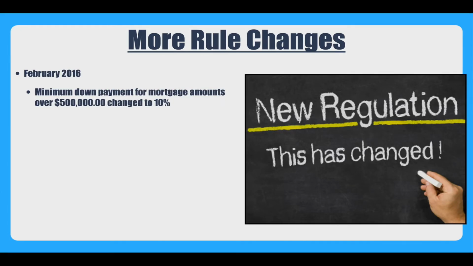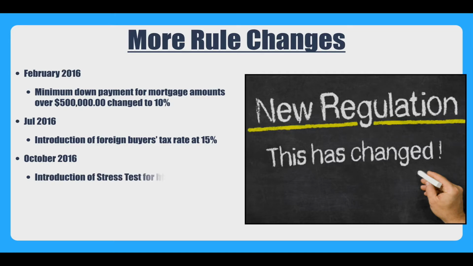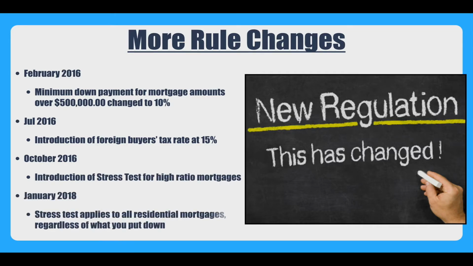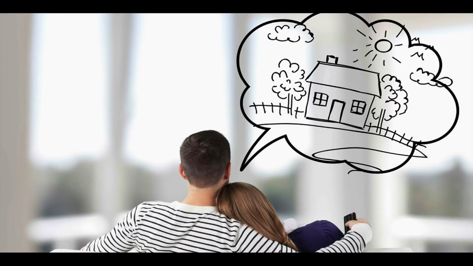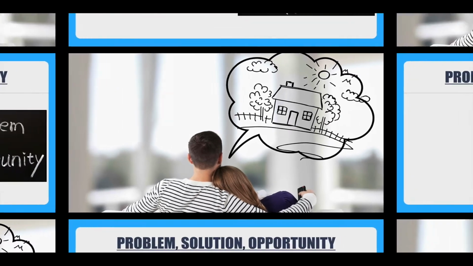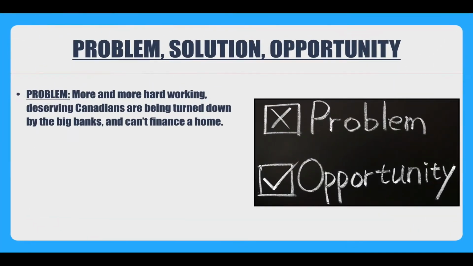Then minimum down payments went up on purchases over $500,000 in 2016, and there's now a stress test that was introduced for higher ratio mortgages. And shortly after, they decided to make it apply to all mortgages, no matter how much you put down. This means that the dream of owning a home is harder and harder for the average family, but they still want a home. More and more hardworking Canadians are being turned down by the banks, and they can't finance a home.